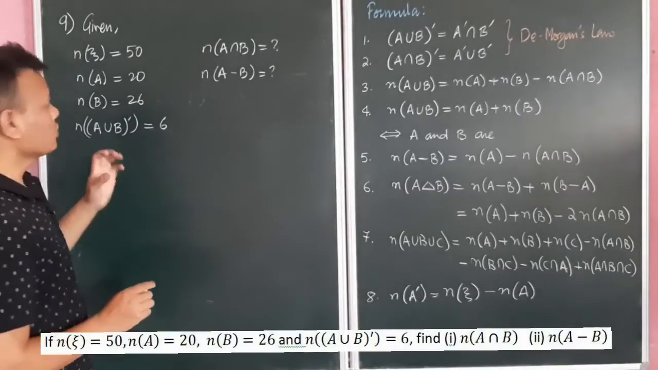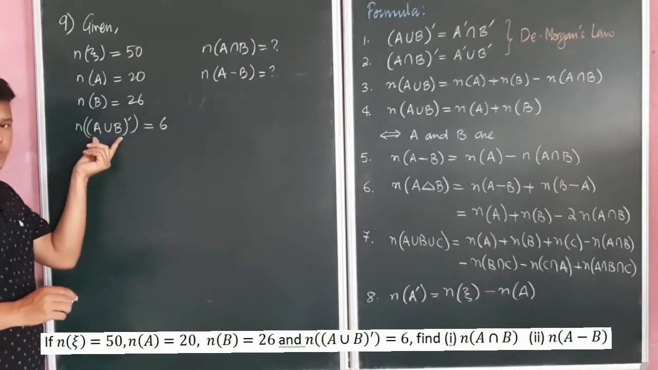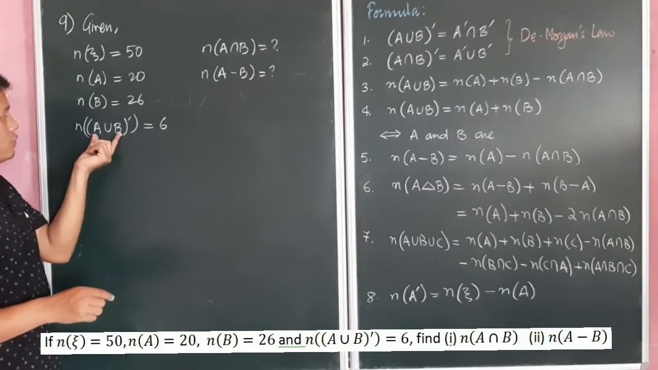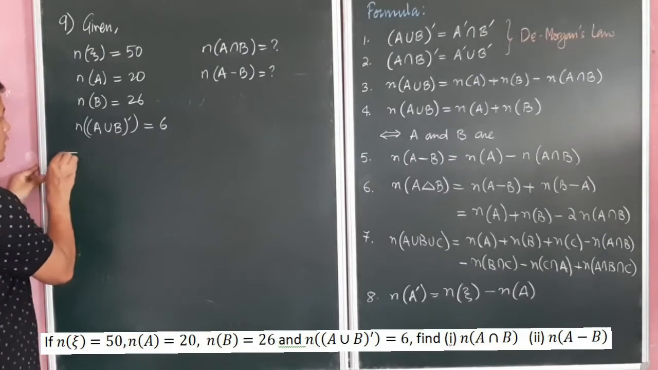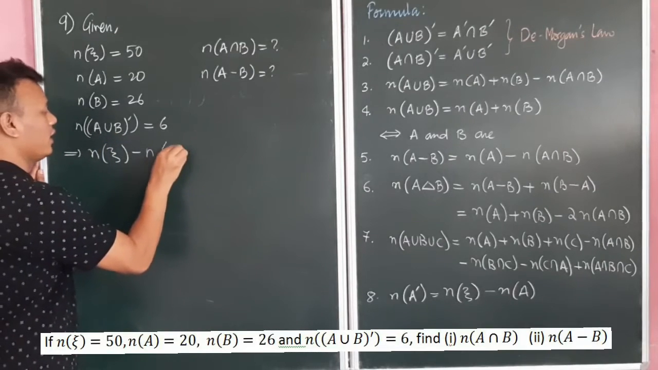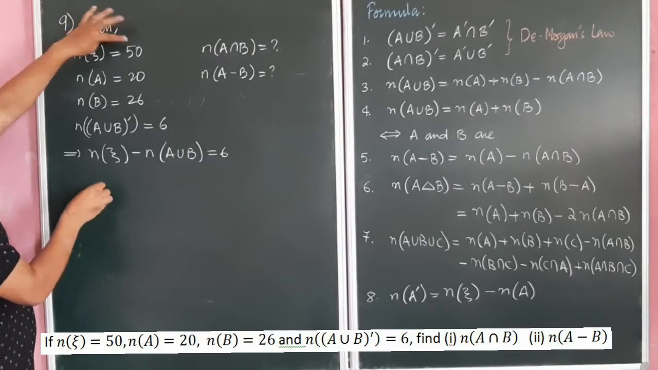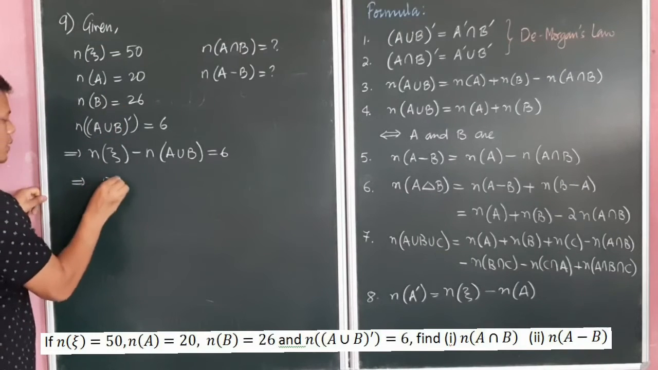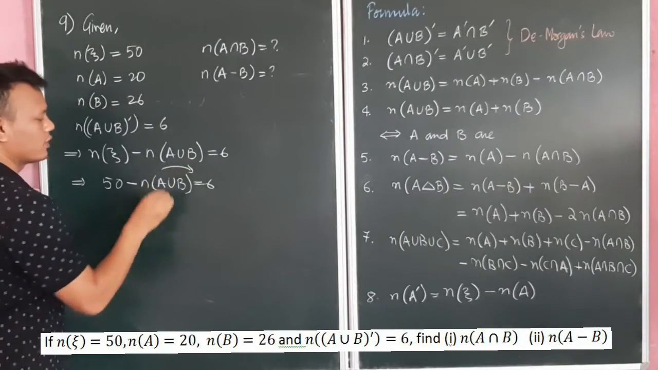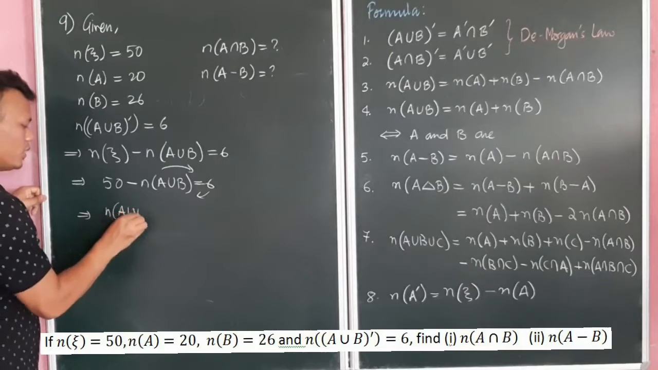Okay, let's have a look at question number 9. In question number 9, these are the things which are given and we need to find the value of this. I'm applying again formula number 8. If I apply formula 8, this full thing is my A. So this can be written as n of xi minus n of A, and this full thing is my A, isn't it? So we have A union B equals 6. Now what is n of xi? n of xi is 50, isn't it? So let me write n of xi, 50, minus n of A union B equals 6. You take this over there and get this out here.